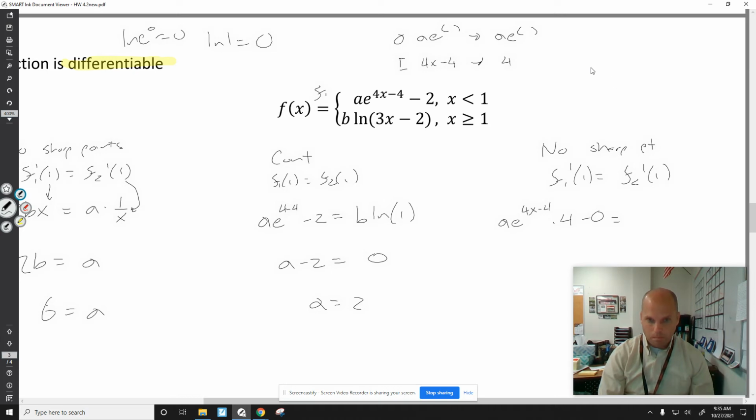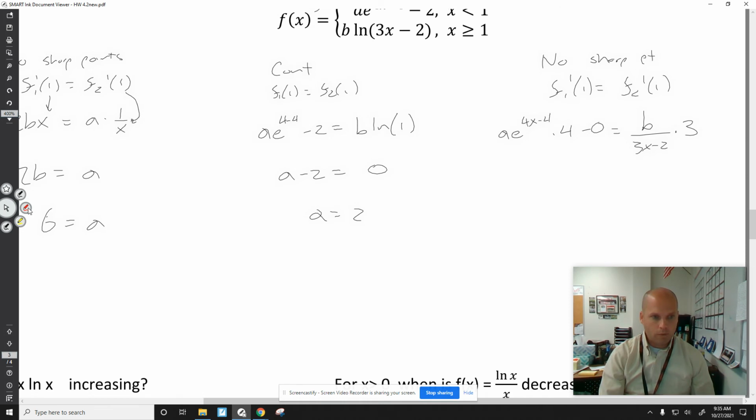Now for b log 3x minus 2, it also has an outside and an inside. B is just a number, so I'm going to say the outside is b log parentheses. Inside's 3x minus 2. The derivative is going to be b over parentheses, or b times 1 over parentheses. And the derivative of 3x minus 2 is just 3. So I have b over 3x minus 2 times 3. Great. What do we do now? We take 1, we plug it in for x.